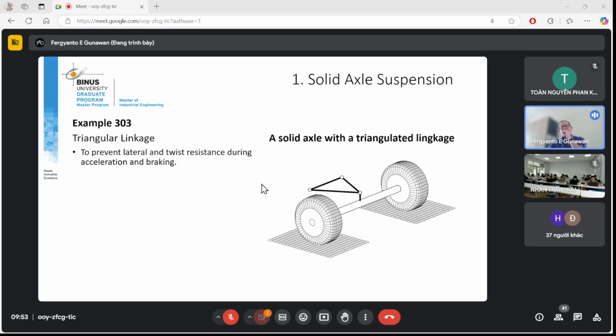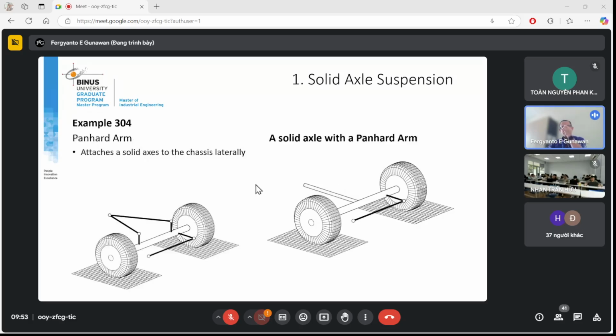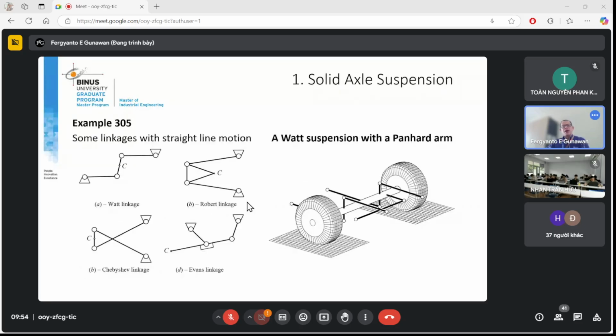The other is a more advanced solution. In this case, you have practically the same as the previous one, but you have these structures, and this Panhard arm. This is called a Panhard arm, and this will prevent the movement in the lateral direction. So similar to this triangle, right? So the purpose is to prevent the movement in lateral directions.